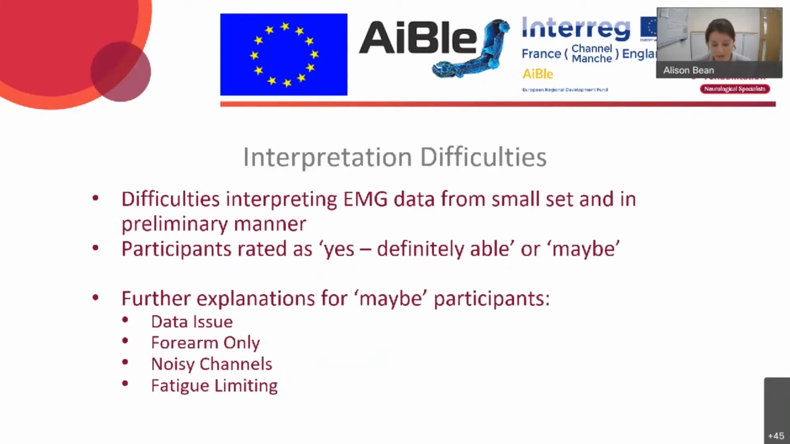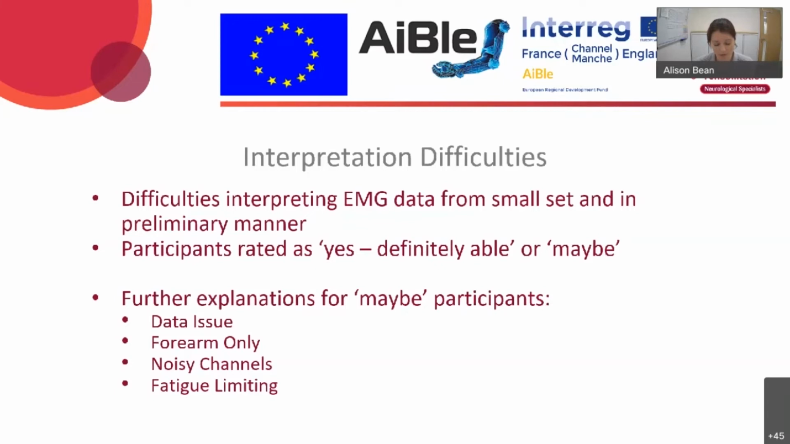Although it was quite a wide-ranging data set, it was quite a small data set, which was okay, as it was only a preliminary analysis, but there were some difficulties interpreting the data in this way. As a result, we decided that we couldn't conclude from this that there would be patients definitely unable to trigger or use an EMG robot. So we therefore concluded the patients either yes, they were definitely going to be able to use it, or maybe for their ability to do so.